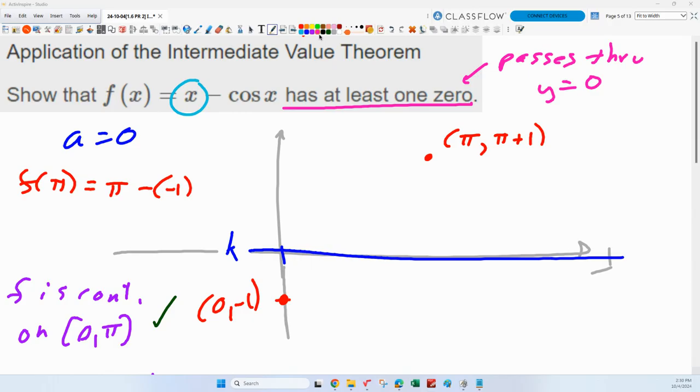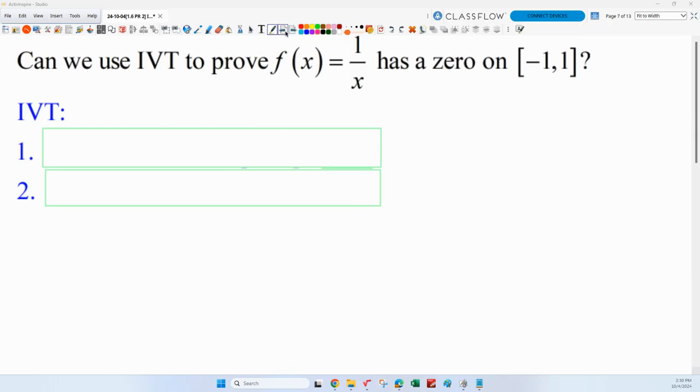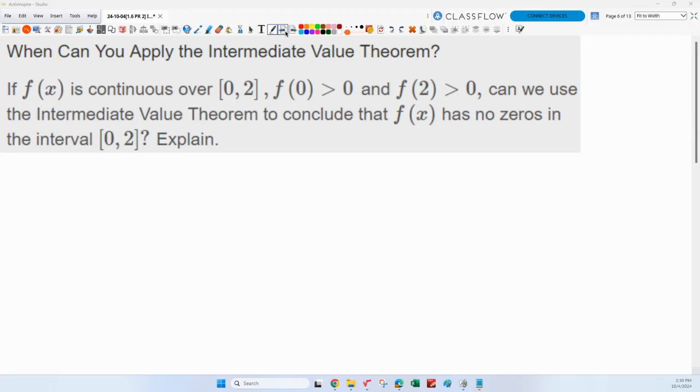Okay, what else? Ask another question, somebody. Okay? All right, let's look at another one. When can you apply the intermediate value theorem? So how about this one? You guys have to tell me yes or no. Give me thumbs up or down. If f of x is continuous on the closed interval 0 to 2, f of 0 is positive and f of 2 is positive, can we use IVT to conclude that f of x has no zeros in the interval from 0 to 2?